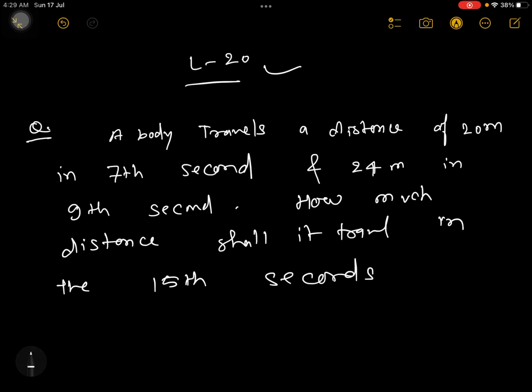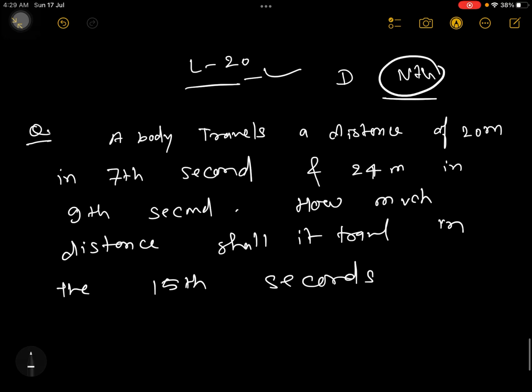So let's start lecture 19, lecture 20, and in this I'm taking a very good numerical. In this numerical we will practice distance traveled in nth second actually. Okay, what is nth second? I will explain. Then I will come to this part.